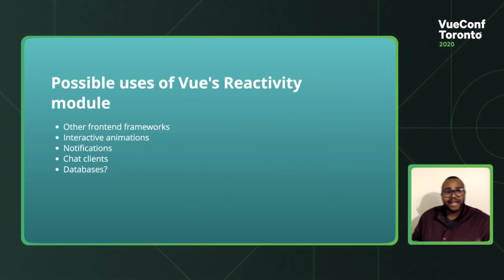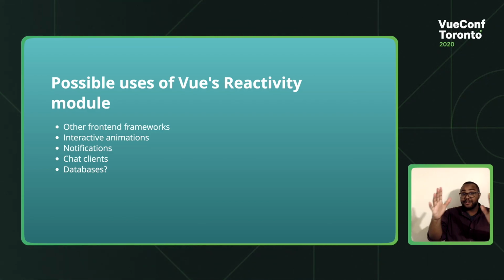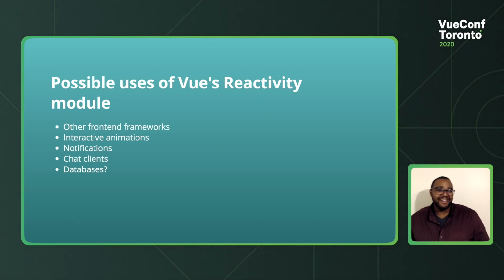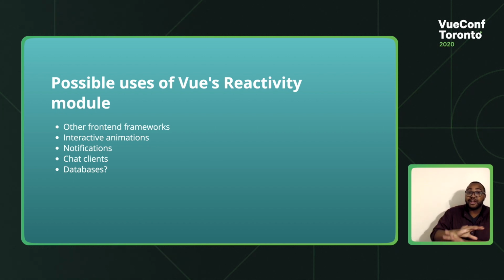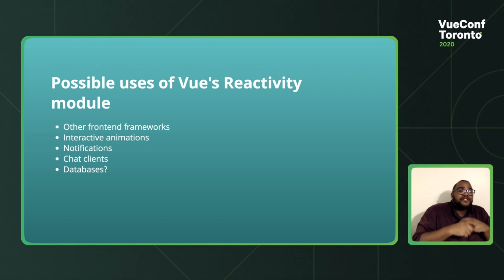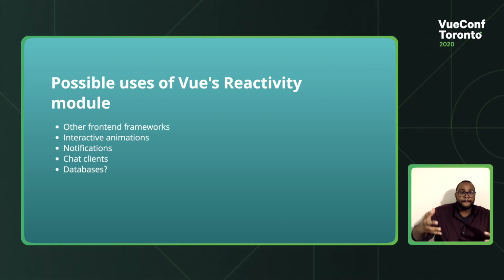So what are some possible uses of this reactivity module? Other front-end frameworks, right? If React was like, hey, we're tired of our reactivity stuff, we want to use Vue, they can npm install @vue/reactivity. It's going to work, right? Interactive animations. Imagine for a second you've got a stream of weather data and you want an animation to change. You don't have to do anything special. You can just register effects and say, if it's raining, update this. If it's doing that, update that, and it's going to work.